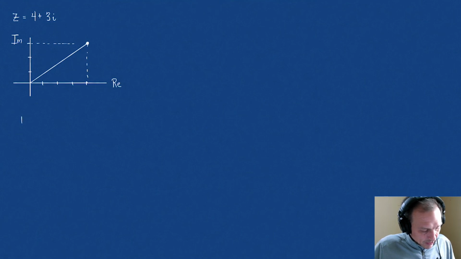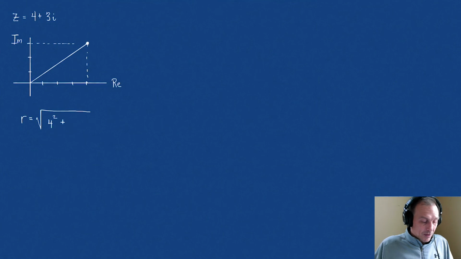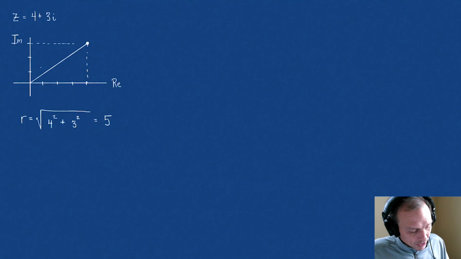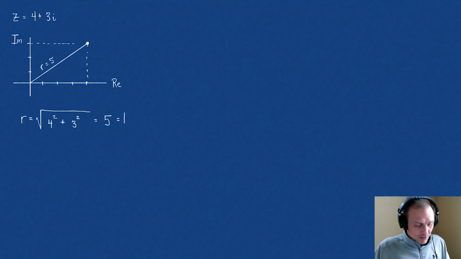And let's find the length of z. So the length of z is going to be the square root of the two parts. The first part is 4, so we square that, and the second part is 3, square that. That works out to be 16 plus 9. That's 25. Take the square root and we get 5. So our modulus is 5. And remember, modulus can also be written as the length of z, like that.